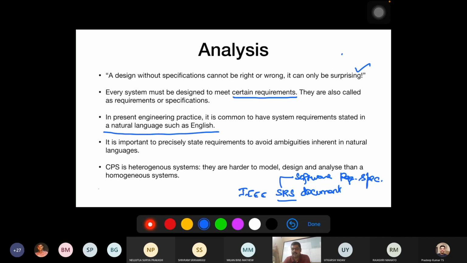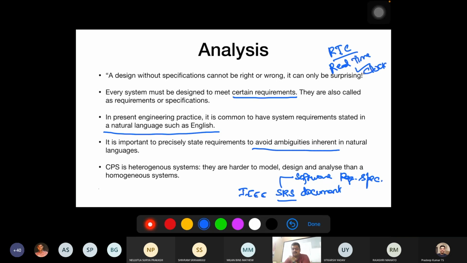Generally the clients will sit with the companies, and the client will narrate the requirement specification. There are some specification guidelines on how to specify it. It is important to precisely state requirements to avoid ambiguities inherent in natural languages. Ambiguities are always common in many of our systems. One example is something called a real-time clock. Generally we call it RTC, real-time clock.